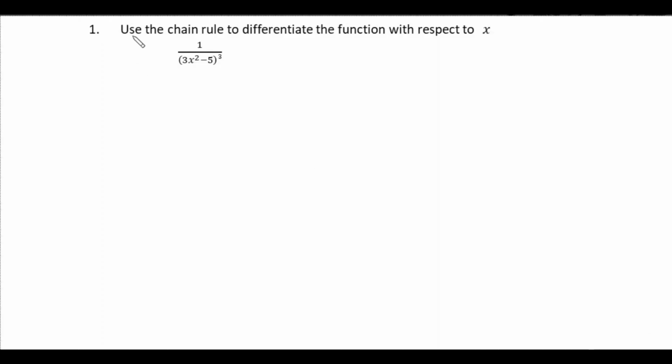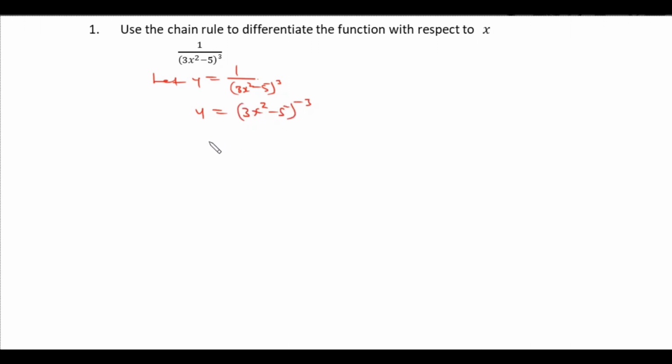So in this question we are asked to use the chain rule to differentiate with respect to x when we have this. We say let y equal 1 upon (3x squared minus 5) raised to the power 3. This we can write, according to the laws of indices, as the power becoming negative: (3x squared minus 5) raised to the power minus 3.